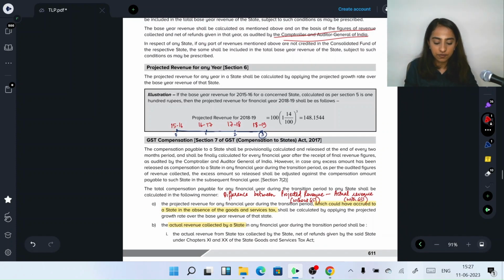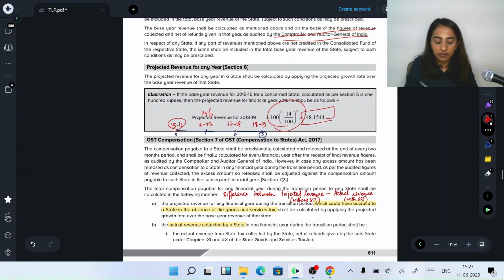Now again see here, 15, 16 is the base revenue, 1, 2, 3. So we are taking 14%, right? So 1 plus 1 by 100 into 14, to the power 3. So this is how you compound it, right? So if your base revenue is 100, after 3 years with a growth rate of 14%, your projected revenue will be 148.1544. So 148.1544 minus 100, this 48 is the compensation that will be paid to the states.